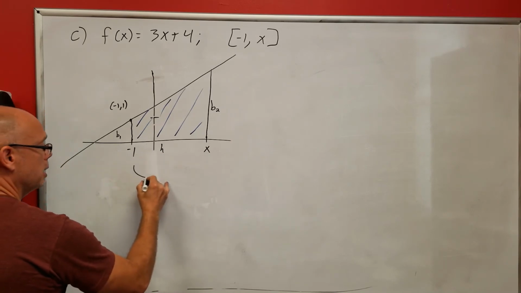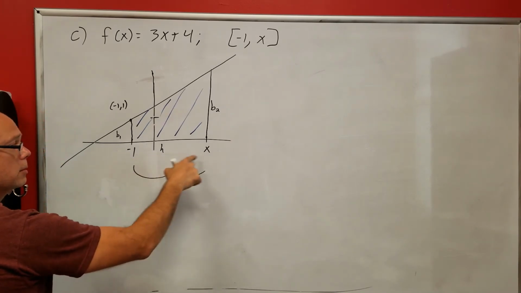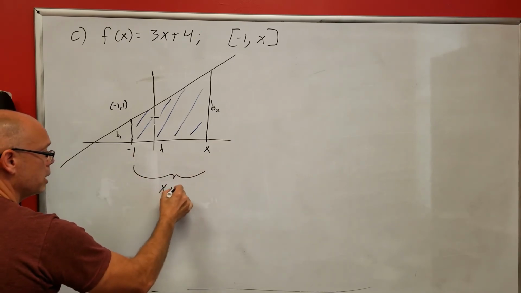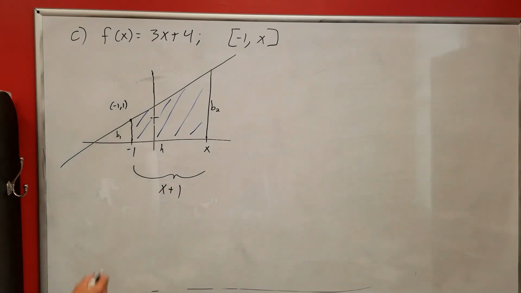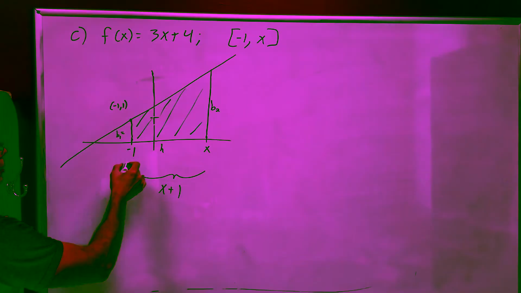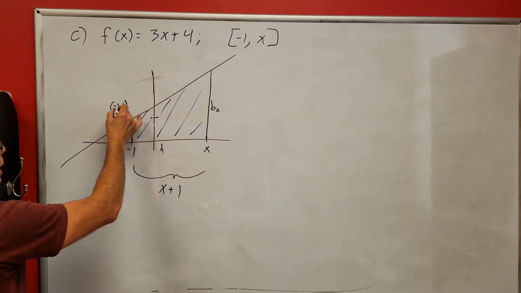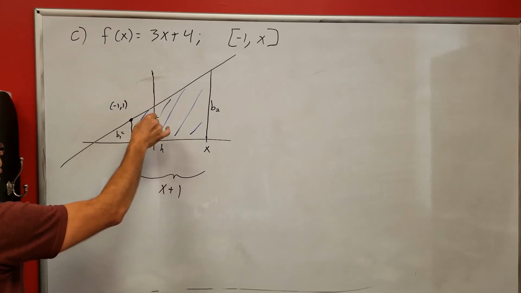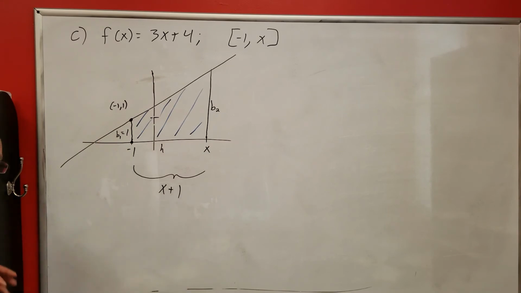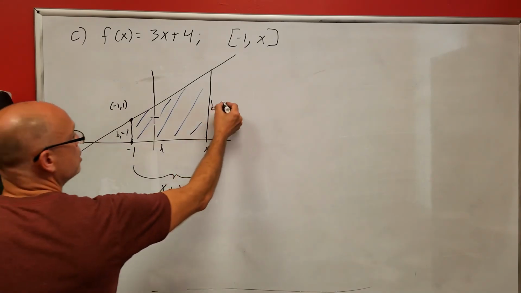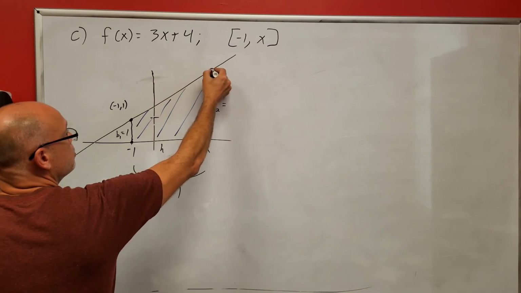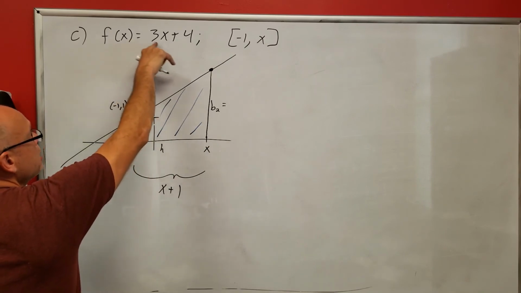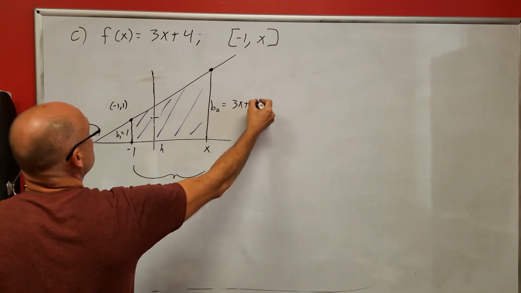All right, so let's find this height. What is this height right here? How many times have we had this? Twice already, right? Wasn't it x minus -1, or x plus 1? What is the length of this base 1? Well, if this is the point -1, 1, aren't I going from a y value of 0 to a y value of 1? So that would be 1 unit. How about this base 2? What is that going to be? That's going to be my function f at x, right? Well, what is f at x? 3x plus 4.